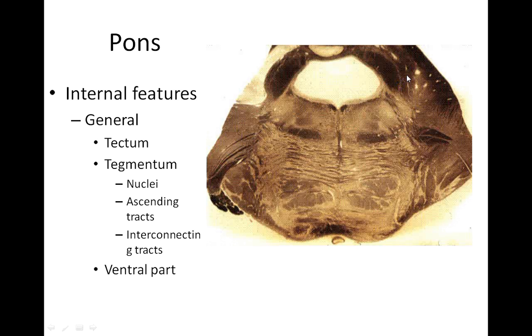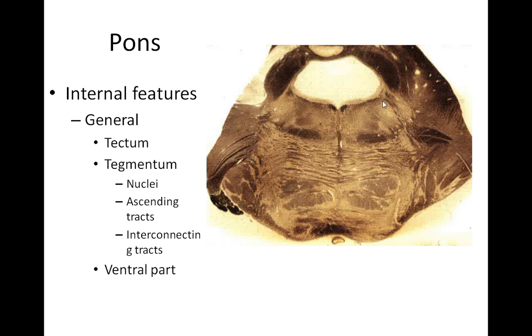Now the tectum, as you remember, is a part of the brainstem which lies behind the ventricular system. In this case, it's formed by the medullary velum, which lies in front of the cerebellum. The tegmentum is a part which lies immediately in front of the ventricular system. The tegmentum consists of nuclei, ascending tracts, and interconnecting tracts, and the rest of it is filled with reticular formation.